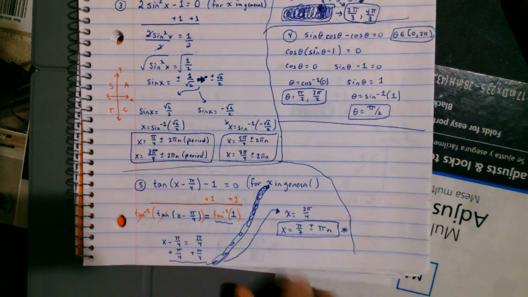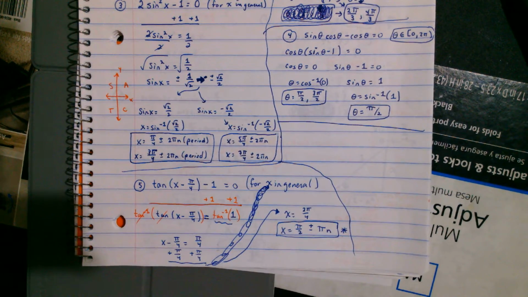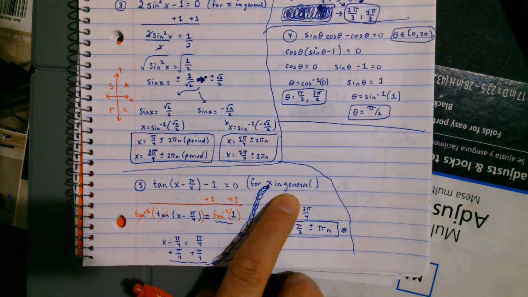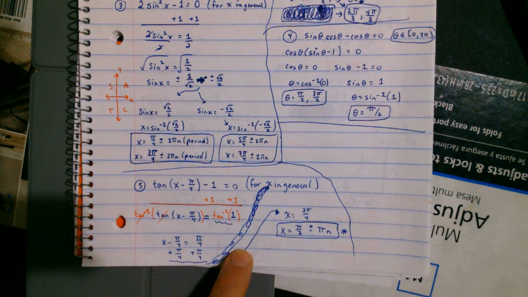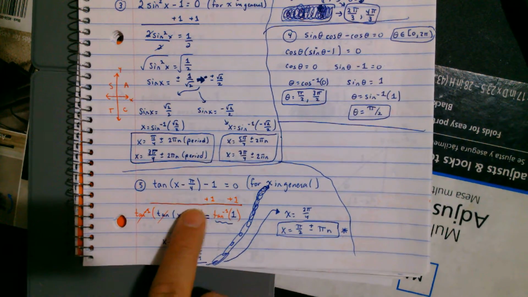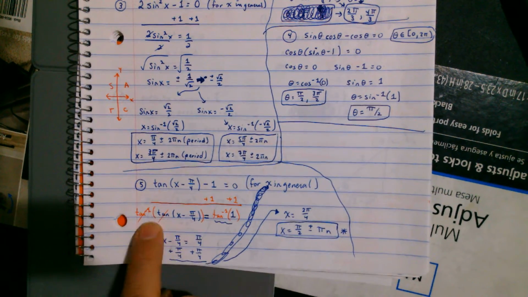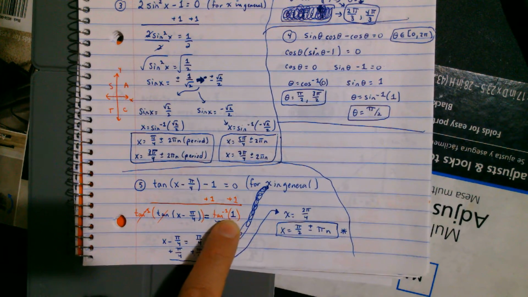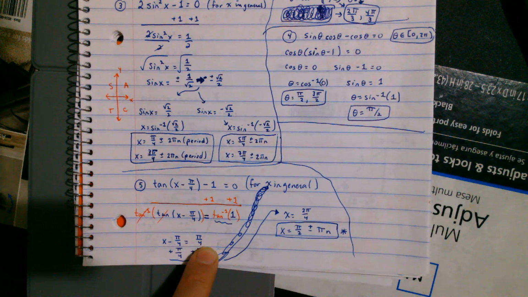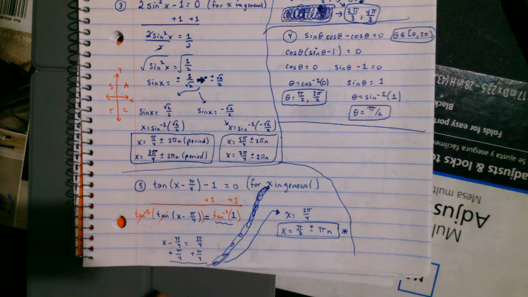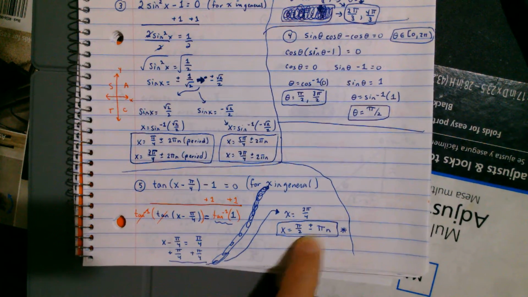And then finally, tangent. So you add in the period if it needs. But this one says tangent now for x in general. Sorry for the arrow there, I kind of put it this way instead of up. But now add 1 to both sides, and then cancel tangent by bringing in tan inverse. Tan inverse of 1 is pi over 4, or 45 degrees. So x minus pi over 4 equals pi over 4. Add pi over 4 to both sides, you get 2 pi over 4, or pi over 2.